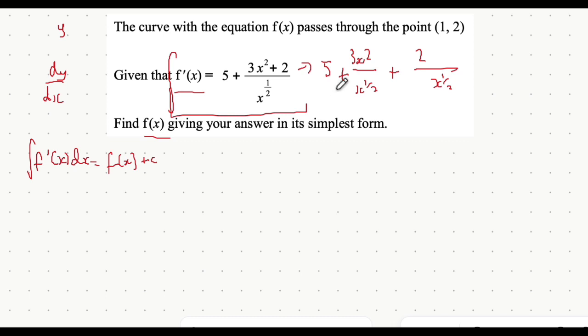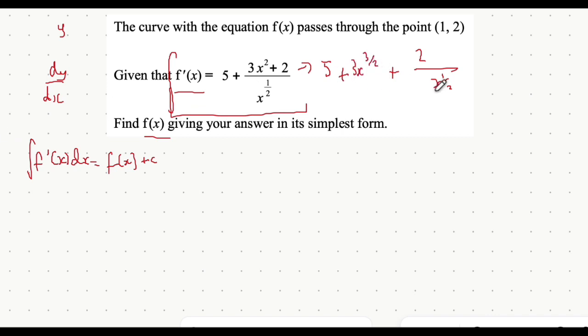Now we can focus on integrating each of these terms, but even before that, another step we could do: x squared divided by x to the half. When you're dividing indices, you're taking away the powers. To take away a half is 1.5, or 3 over 2. So we can write this whole first term as 3x to the power of 3 over 2. I'm just going to very quickly do that right now. So 3x to the power of 3 over 2.